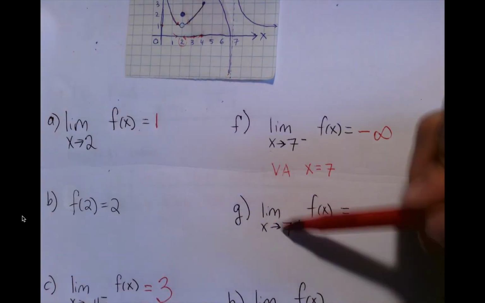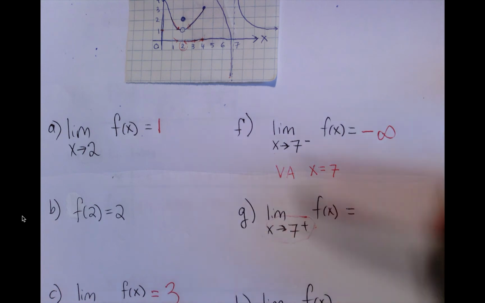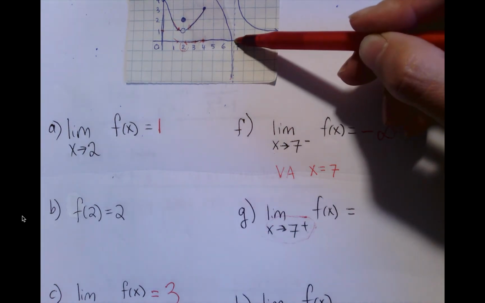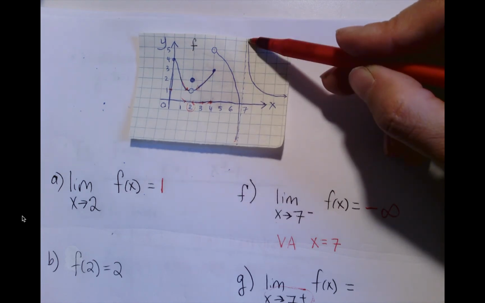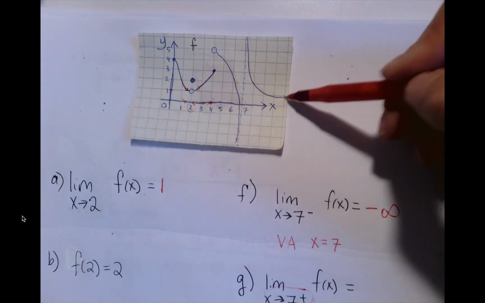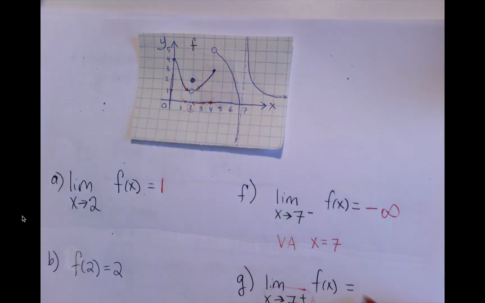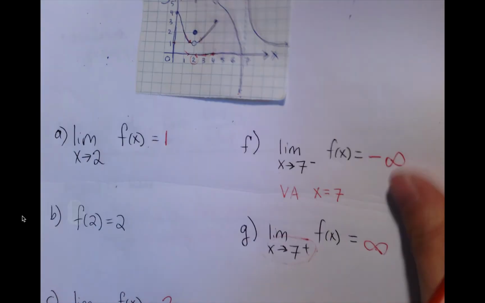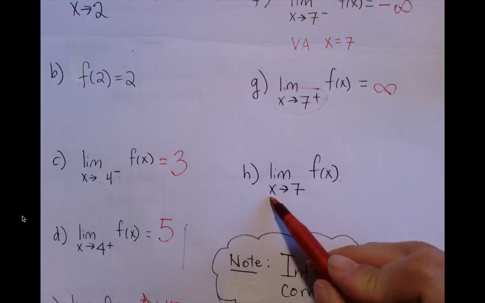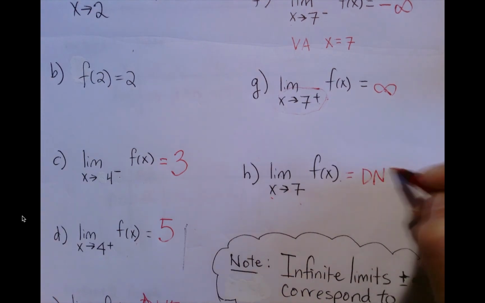If x approaches 7 from the right, so I'm coming over on this side, I can see that now the graph goes up in this direction. So again, same vertical asymptote, but the graph is going up, and my outputs are approaching infinity. Finally, my limit as x approaches 7 of f of x, again, does not exist.